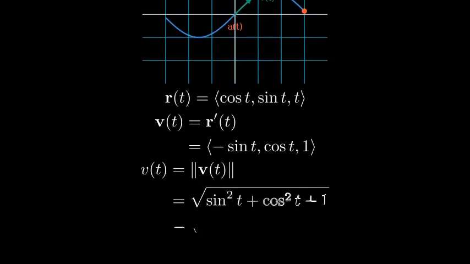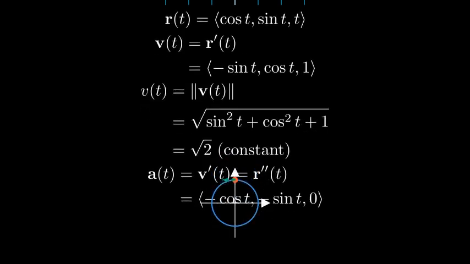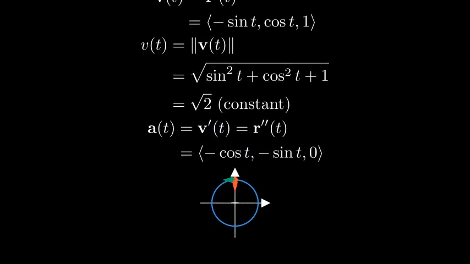The speed of the particle is the magnitude of v of t, which we found to be square root of 2. Since this is constant, the particle moves at a constant speed along the helix. The acceleration of the particle is a of t equals r double prime of t, which is negative cosine of t, negative sine of t, 0. Notice that the acceleration has no component in the z direction. This means the acceleration vector is always perpendicular to the z-axis, pointing toward the axis of the helix. This is typical of uniform circular motion combined with constant speed vertical motion.